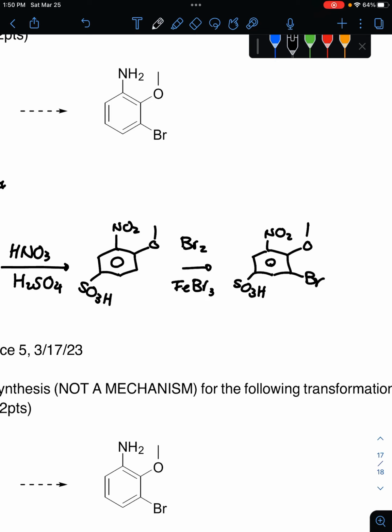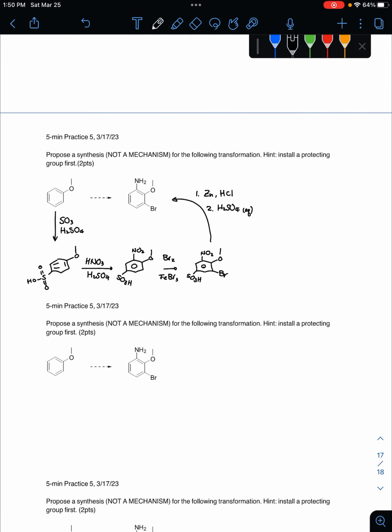And so now all that's left is we just have to reduce the nitro group to amine, which we can accomplish doing it with stuff like that, or zinc also works. And in the second step, we need to deprotect the sulfonic acid, which, remember, can be accomplished with copious amounts of water and sulfuric acid. So that would complete the synthesis there.